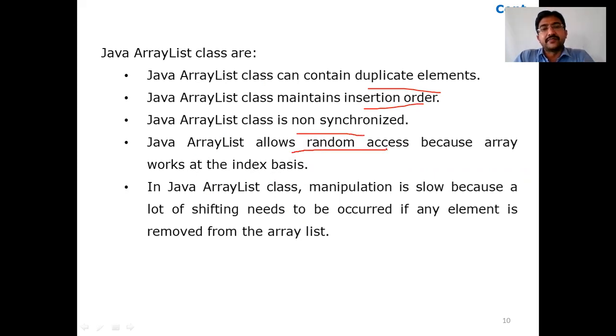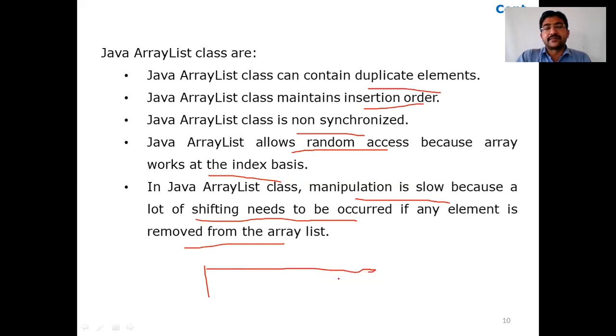It allows random access because an array works on an index basis. Randomly we can pick. Normally in an array also, we can take A of 3, A of 10, A of 15, like this. We can access with the help of the index. In the Java ArrayList class, manipulation is slow because a lot of shifting needs to occur if any element is removed from the list. Say, for example, an array consisting of 10 elements.